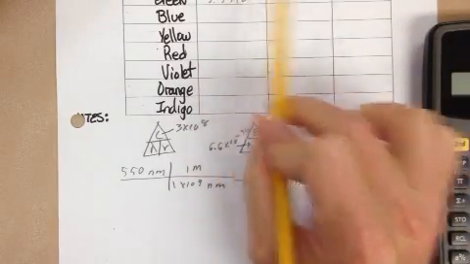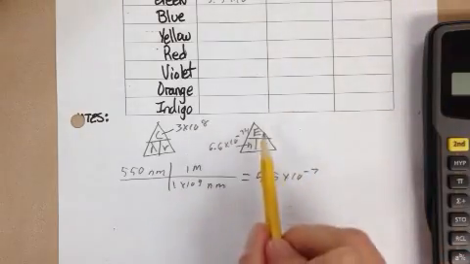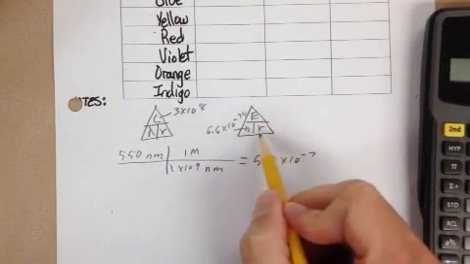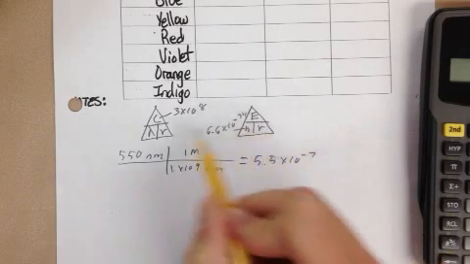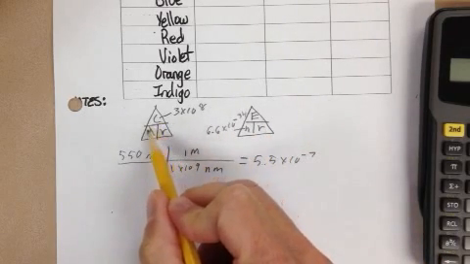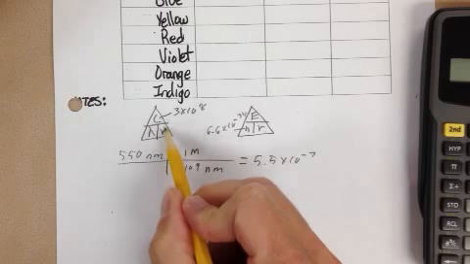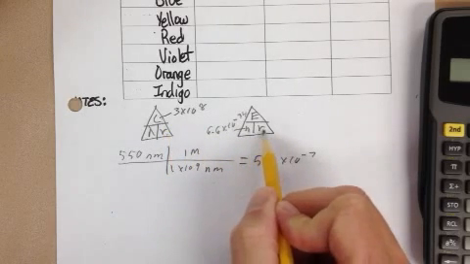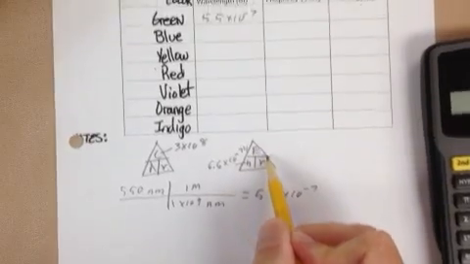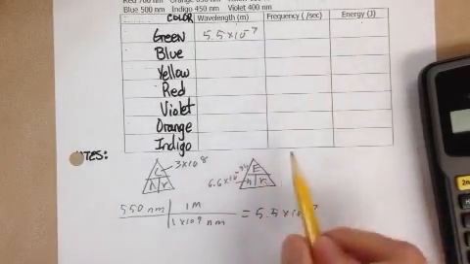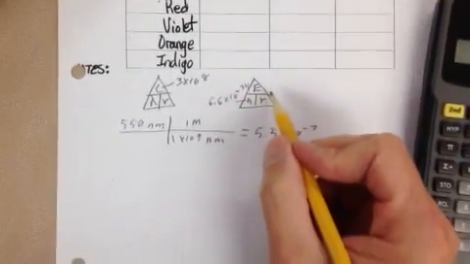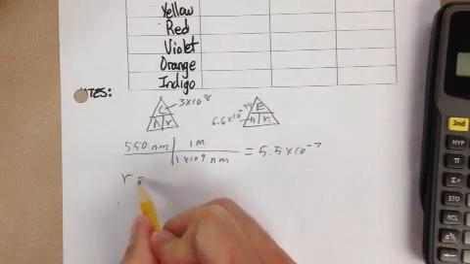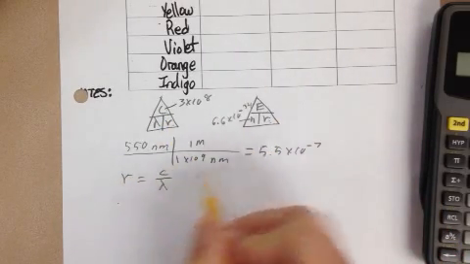Now that I know wavelength, I'm trying to get to energy. Well, which equation has energy in it? This equation does, but there's no wavelength. But there is a frequency. So I'm going to use this equation here because I know wavelength and I know c to find my frequency. And then once I find my frequency, I can put it into this equation, find my energy. So let's find the frequency. Frequency equals c divided by lambda.